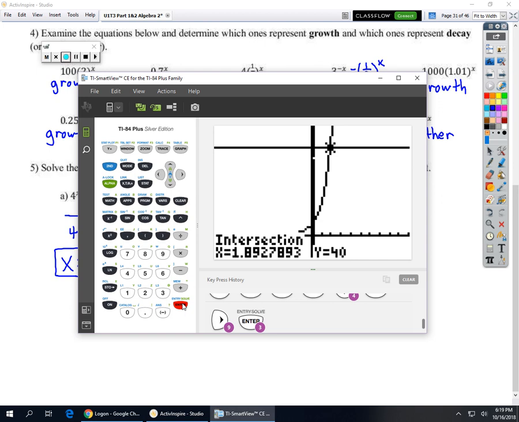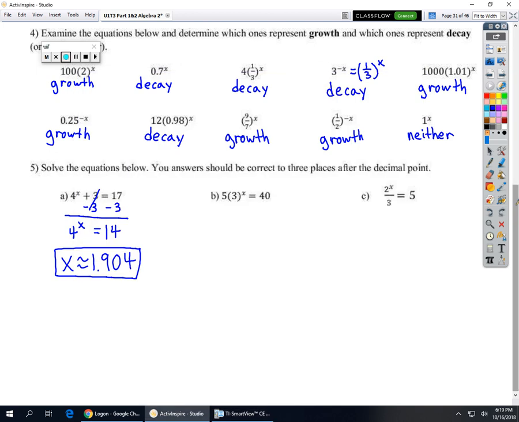Oh, look, 1.89, and we're going to round this to 3. 1.893. So x is about 1.893. If you chose to do this the other way, you would normally divide by 5 on both sides, and then do all this.